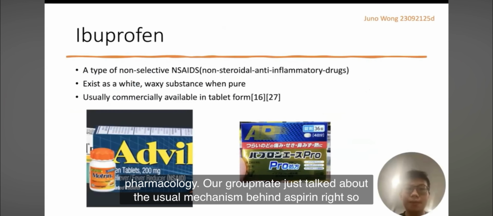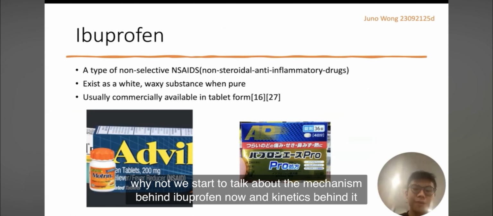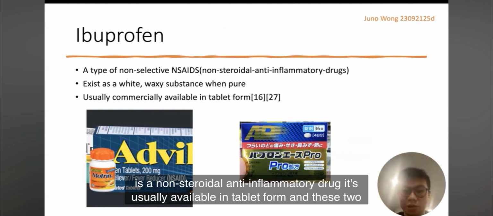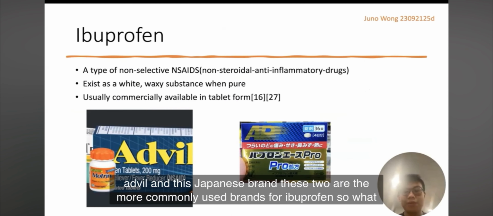Our group may just talk about the usual mechanism behind aspirin, right? So why don't we talk about the mechanism behind ibuprofen now, and the pharmacokinetics behind it. So what exactly is ibuprofen? Well, ibuprofen is a type of non-selective NSAID, which is a non-steroidal anti-inflammatory drug. It's usually available in tablet form, and these two, Advil and this Japanese brand, are the more commonly used brands for ibuprofen.